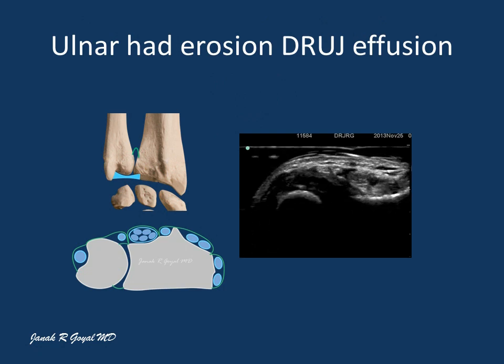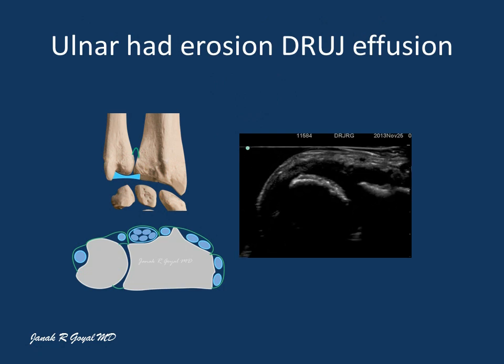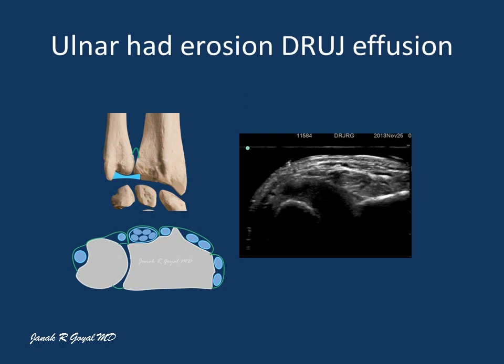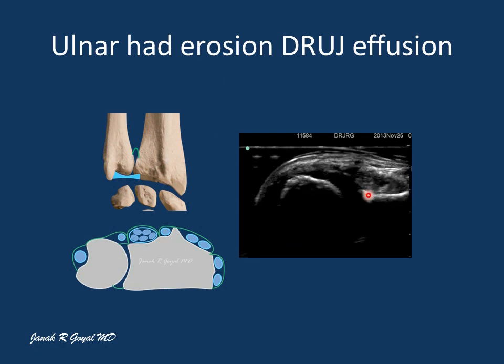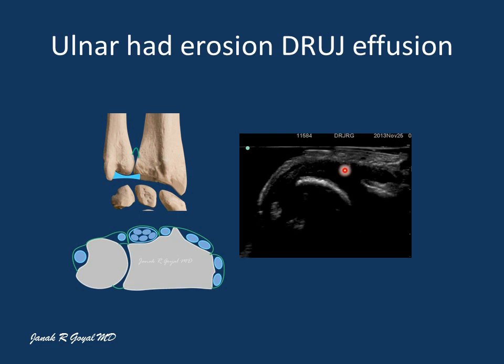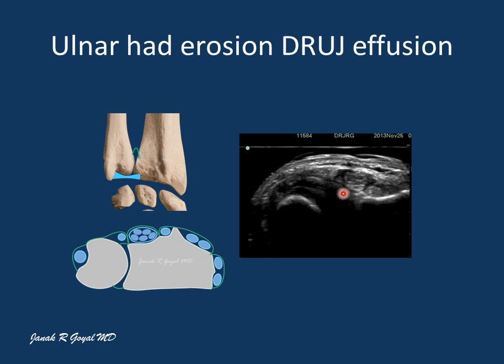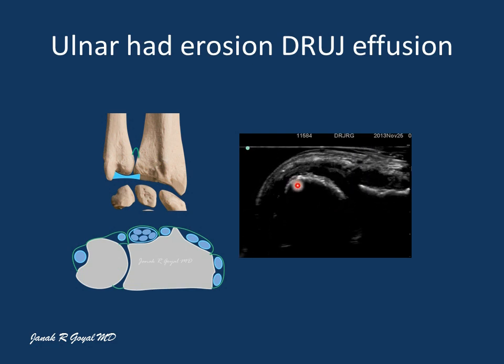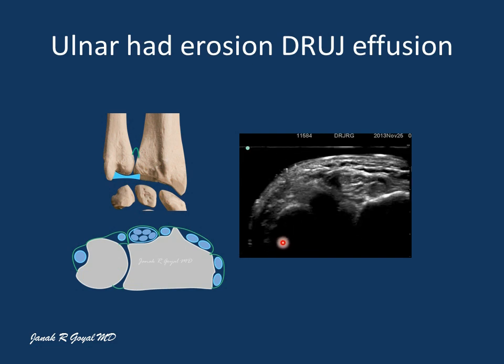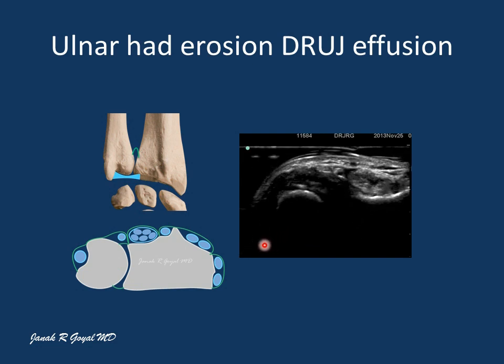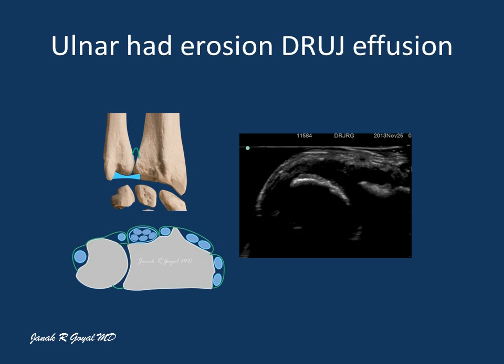This is a 72-year-old woman with long-standing rheumatoid arthritis. Now this video clip of the short axis scan at the distal radioulnar joint from proximal to distal shows a distal radioulnar joint effusion, erosion of the ulnar head, and subluxation of the extensor carpi ulnaris tendon.